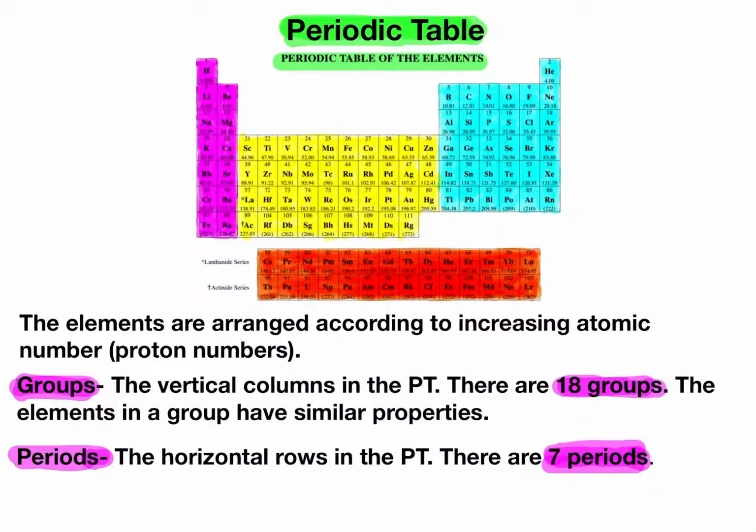Now we have periods. The horizontal rows in the periodic table are known as periods. There are 7 periods. So starting from the top, if we count from the top to the bottom, there are 7 periods.